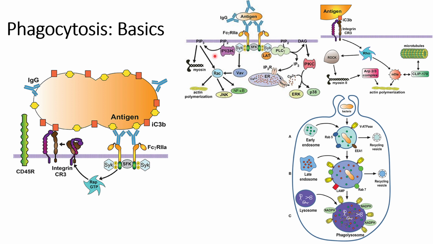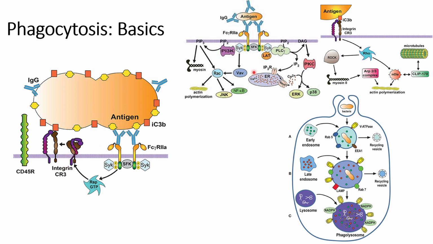Simultaneously, on the other hand, SYK activates VAV, which leads to the activation of RAC. RAC will also be activated by PIP2 through PIP3, and PIP3 leads to myosin activation and simultaneously RAC activation. This causes polymerization of actin, and the JNK and NF kappa B pathways will also get activated. These are some of the pathways activated through Fc gamma R2a.